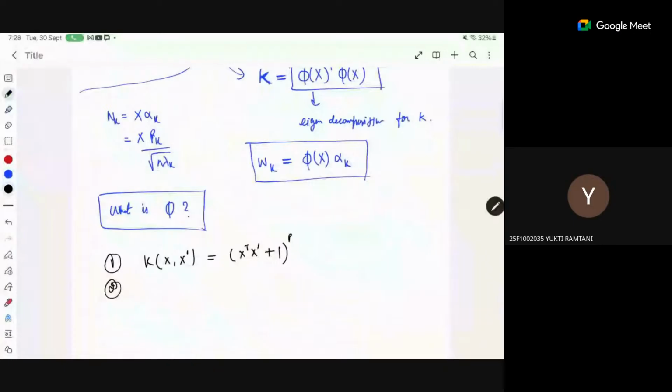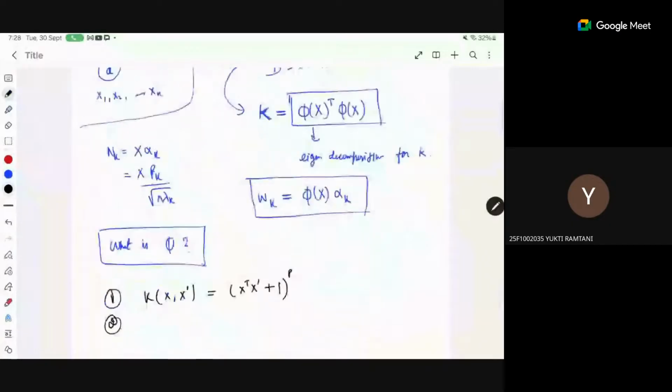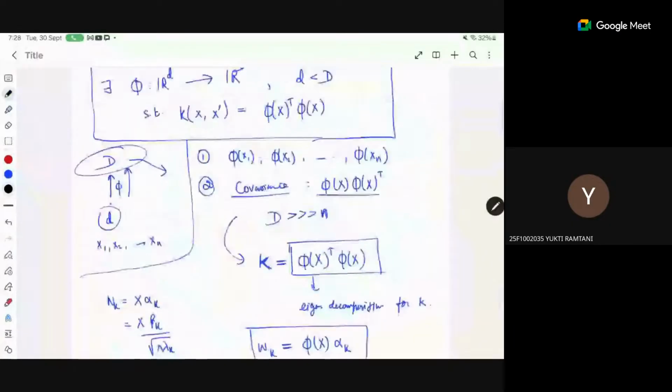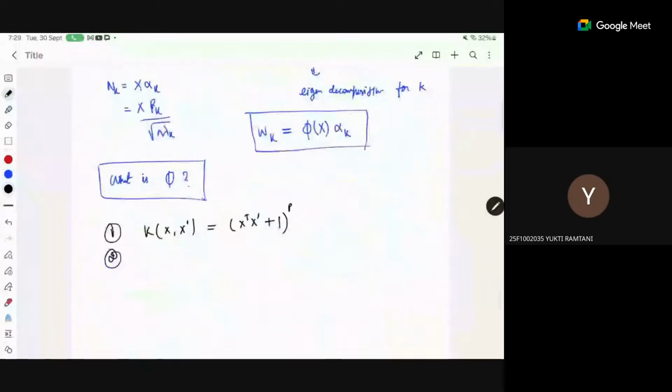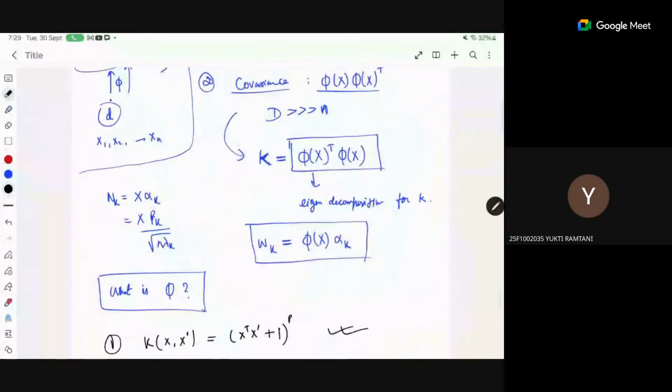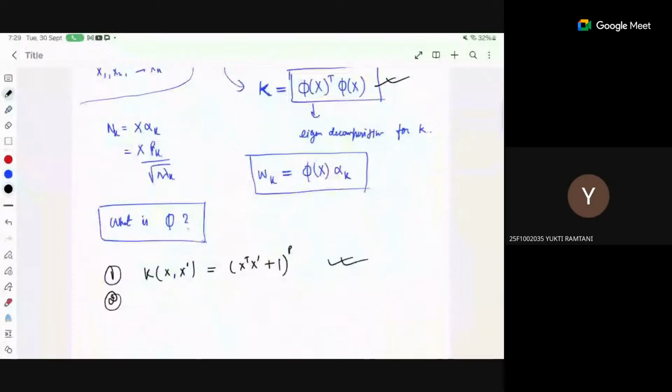For this function, when you solve for it, you should be able to find the mapping phi that will hold. I mean, there will exist some phi such that your kernel function can be written as phi x transpose phi of x. So one such function is this. We'll use this function to get phi of x transpose phi of x, and once we have that, we can do the eigen decomposition and find our principal components.